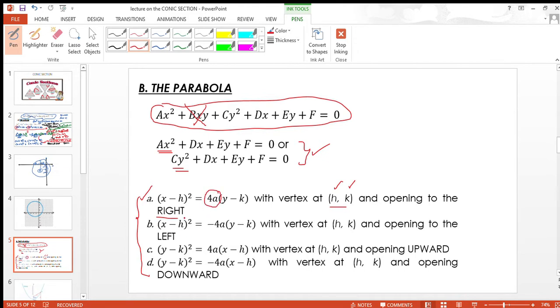And then for our second standard form, if now the value here is negative, then our parabola will open to the left. Then, when it becomes y minus k, the quantity squared, so when it is y squared now, our parabola is either opening upward or downward. So, if positive here, it will be upward. If negative here, it will be downward. Same as before, h, k will be our vertex.